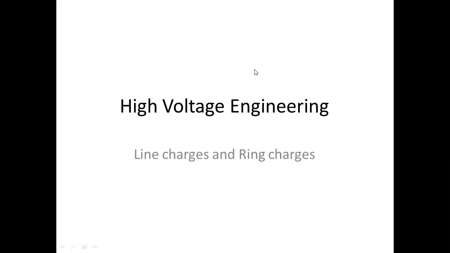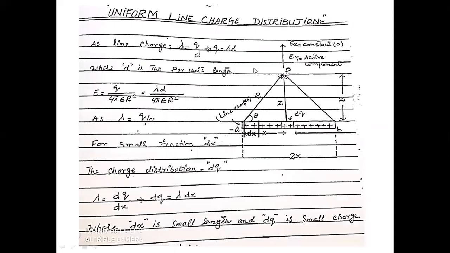Today we will study line charges, electric field intensity due to line charges, and electric field intensity due to ring charges. In the previous class we studied the electric field intensity due to point charges at two different positions with different magnitudes. So now, let's start with the uniform line charge distribution.